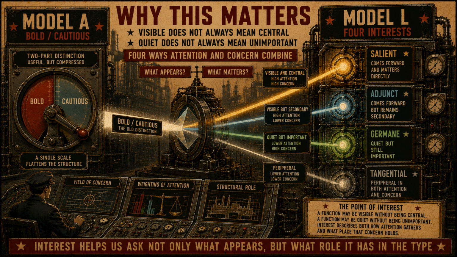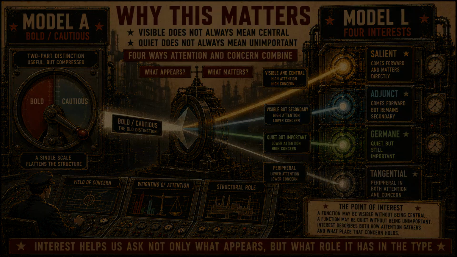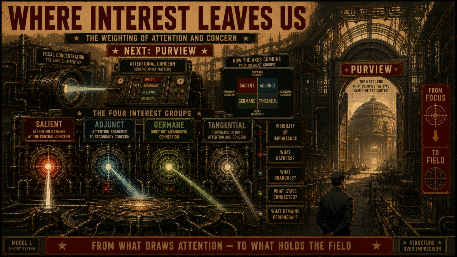That means we should be careful when reading behavior. Something visible is not always central, something quiet is not always unimportant. A type may speak confidently from a function without treating it as the main point, and a type may return again and again to a concern without displaying it loudly. So interest gives us a better language for the weighting of attention. It helps us ask not only what appears, but what role that appearance has in the structure of the type.